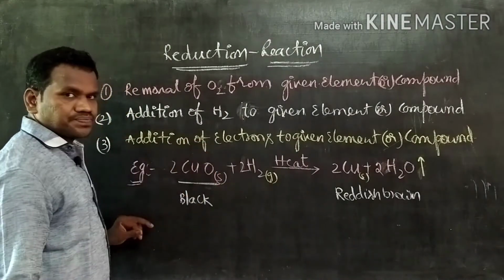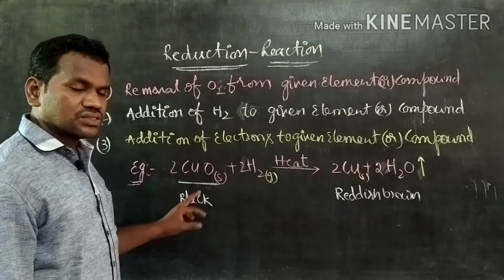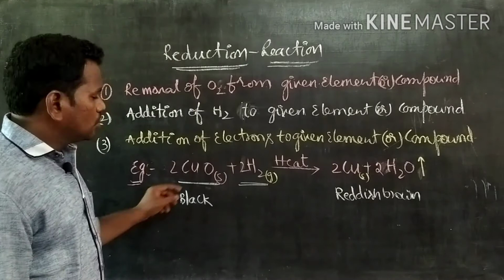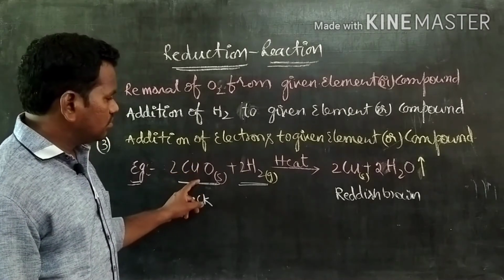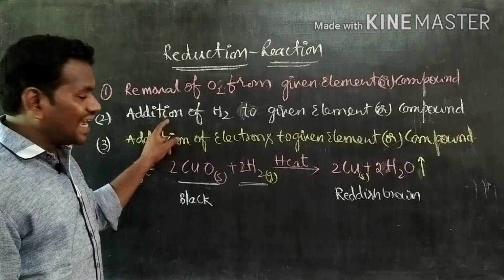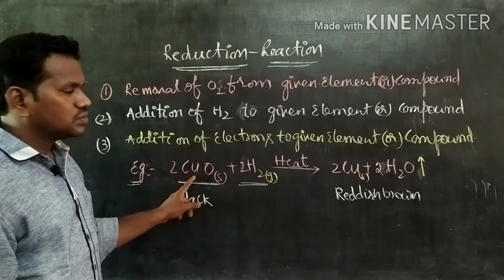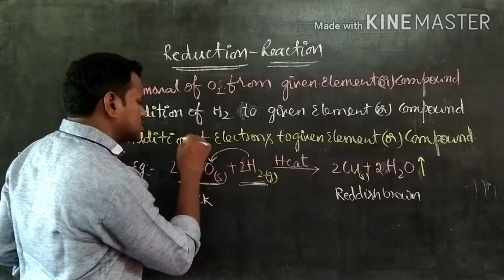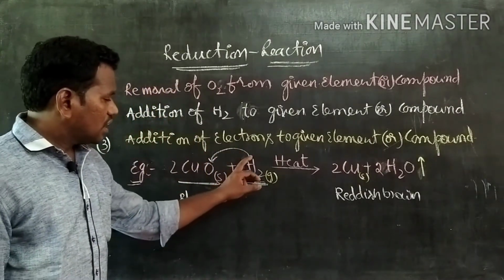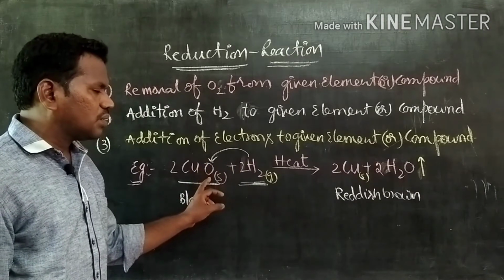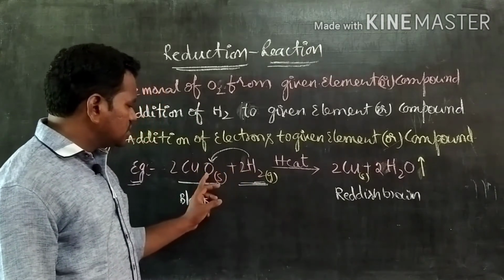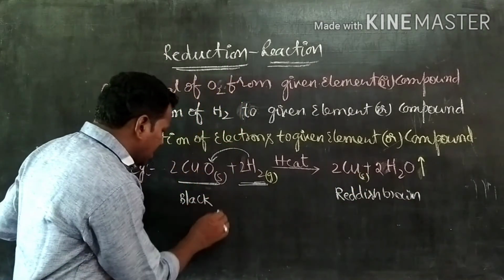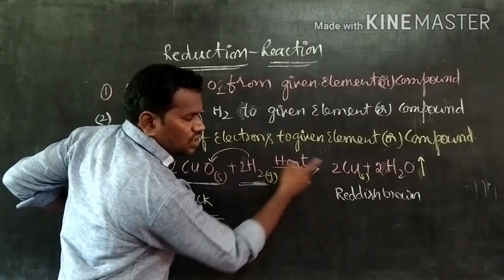Copper oxide is there. Copper oxide, which is a black color solid, we already know that. Whenever we pass the hydrogen through the copper oxide, we are trying to add hydrogen to the given compound. Then what happens? Hydrogen gains the oxygen from the copper oxide. This means hydrogen is gaining the oxygen, and at the same time copper oxide is losing the oxygen.